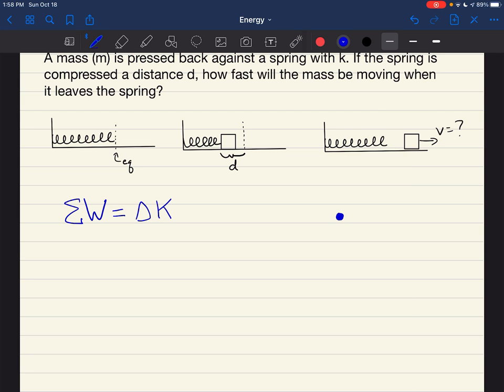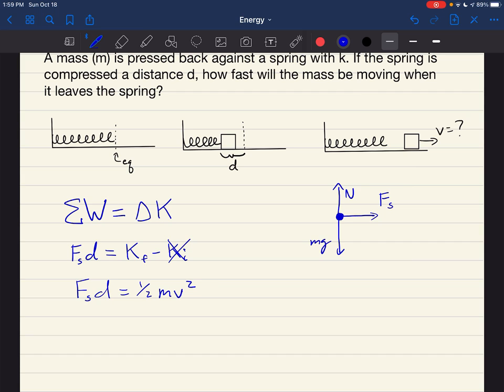So if we were to do a free body diagram, we would have on the mass gravity down, normal force up, and a force from the spring to the right. And these two forces would do no work, right? So the only force doing work is the spring force. So if I try to do the work, force times distance equals delta K. Delta K is K final minus K initial. The initial kinetic energy is 0. And then Kf is just 1/2 m times the final speed squared.